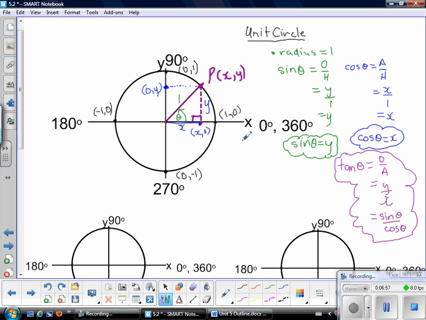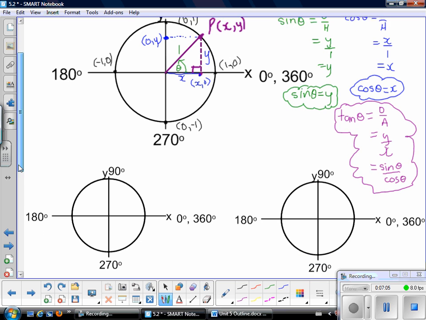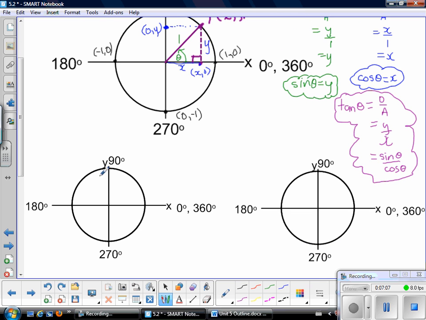Now, you're saying, okay, that's fine, you've got that. But what happens when I'm in a different quadrant? Well, I'm going to take that P, and this time I'm going to put the P over here somewhere. It will also have an x and y coordinate.